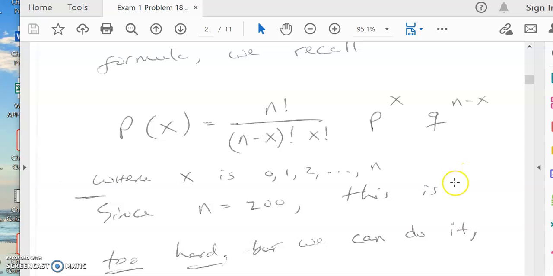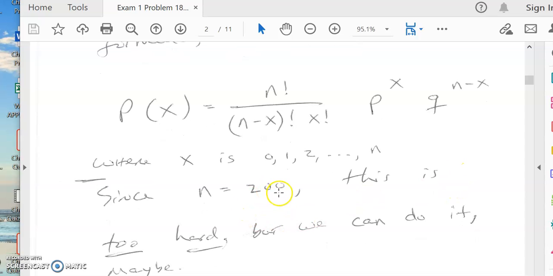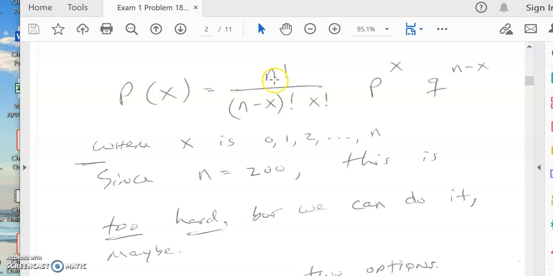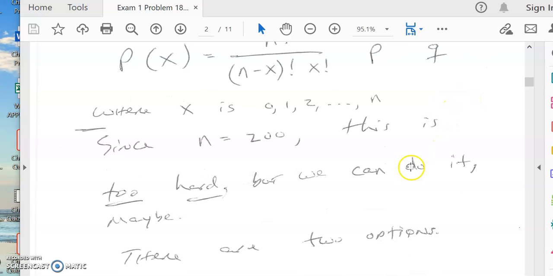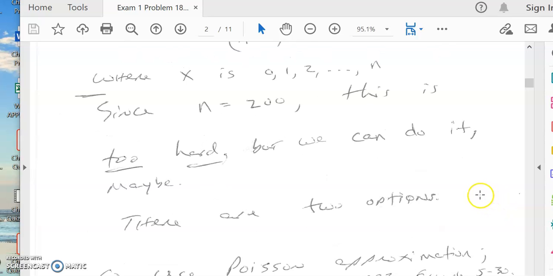This is way too hard. N is 200. So up on the top here, we'd have to do 200 times 199 times 198 times 197 and so forth. Over here, we would have a power of 6, and over here a power of 200 minus 6. It's just too hard to do it. So what we do is an approximation.